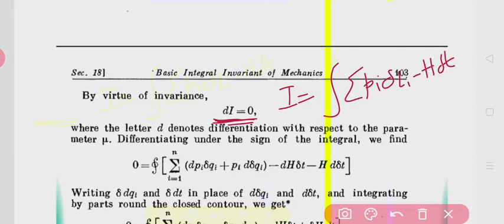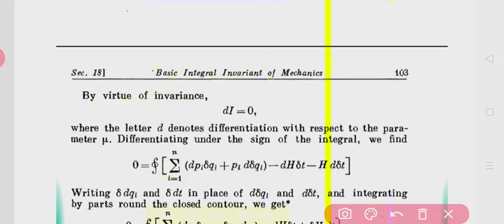So what will be dI? dI will be equal to d of this thing. So when you find d of this one, it will be given by this one. In this way, that will be d of pi delta qi as it is, plus pi as it is d of delta qi, minus d of h delta t as it is, minus h as it is d of delta t, right? So it will be given by this one.